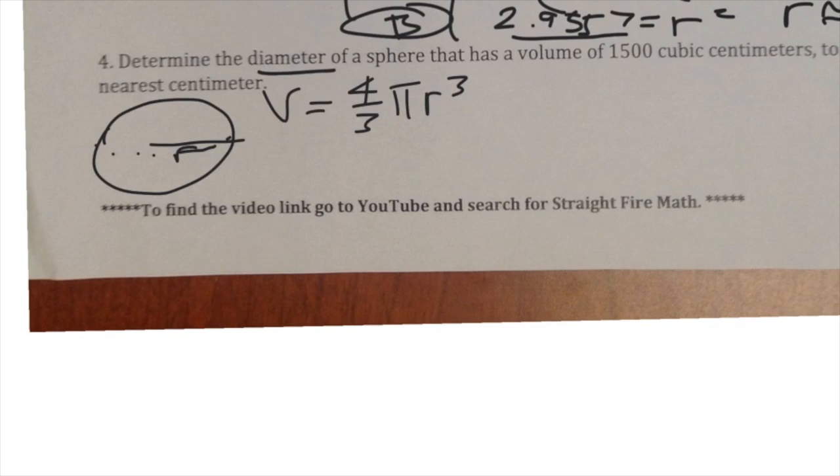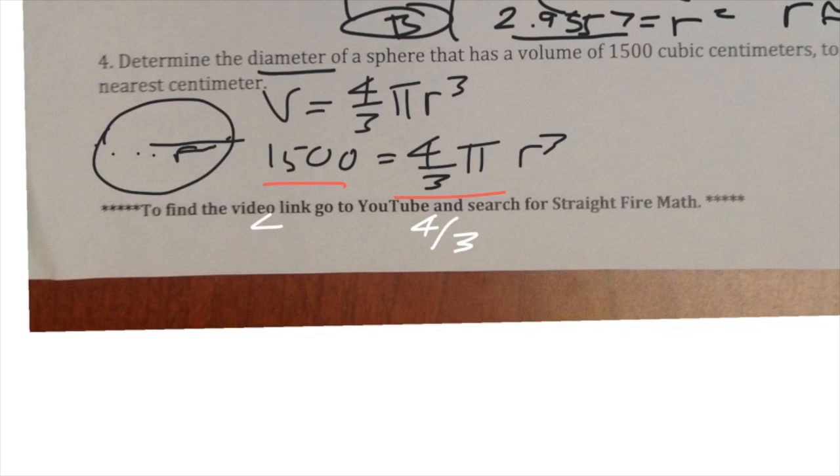So placing in the numbers that I know, 1,500 is equal to 4/3 pi times r to the 3rd power. Just as in the last question, we can get r cubed by itself pretty quickly if we divide both sides by 4/3 and also divide both sides by pi. I would even do that in 2 separate steps just to make sure that you don't make a mistake with the calculator. The 4/3 will cancel, the pi's will cancel, and all you have left is r to the 3rd power.